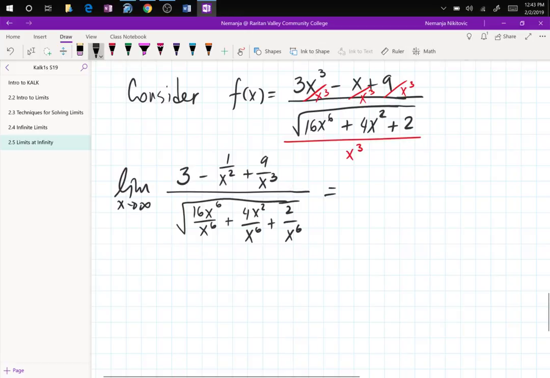Now, x to the 6 and x to the 6 cancel. This one goes to 0, this one goes to 0, this one goes to 0, this one goes to 0. They all go to 0. And I am left with 3 divided by square root of 16, which is 3/4. Done deal.